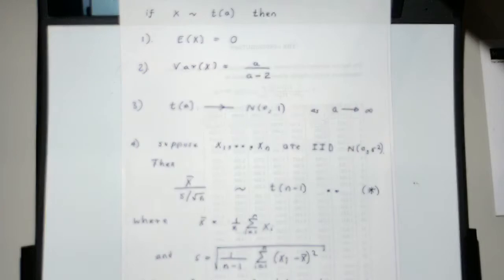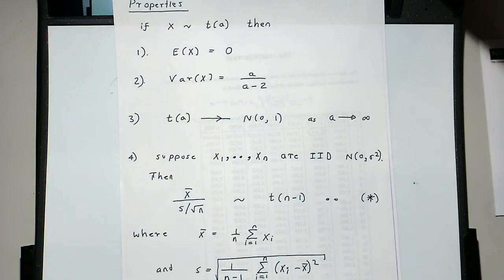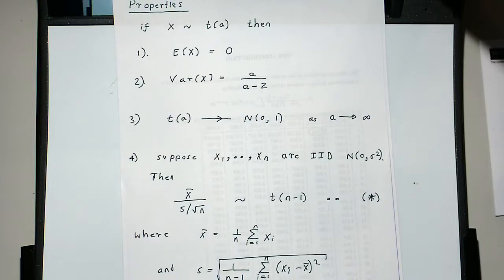Property number 4 says that you should look at the ratio, or the quotient, of x bar, the sample mean, divided by s over the root of n, where s is the sample standard deviation. Then that has a t distribution with n minus 1 degrees of freedom. Now this is an important property because it explains why Student's t is a sampling distribution.